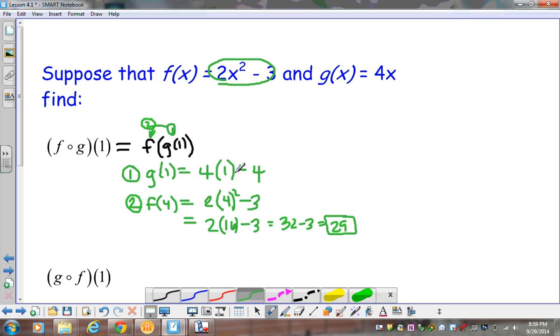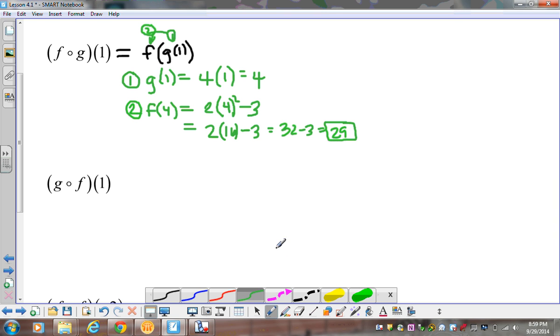So in this case, f of g of 1 equals 29. Just to go back and reiterate, first we did g of 1. That's my first step. Plugging in, g of 1, we got 4. Then we took that 4 and plugged it into my original function f of x. That's where I got my 29.